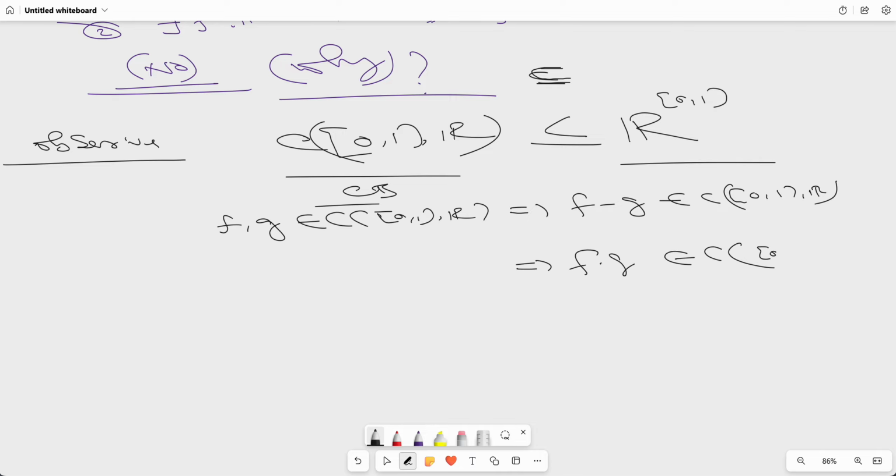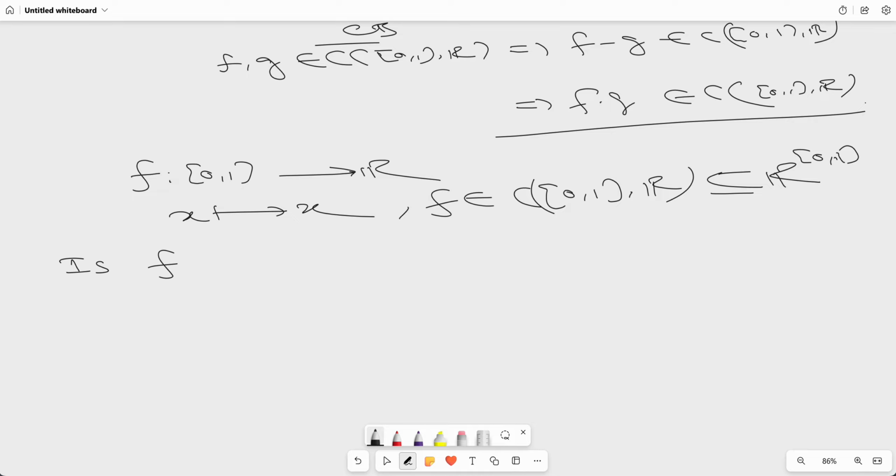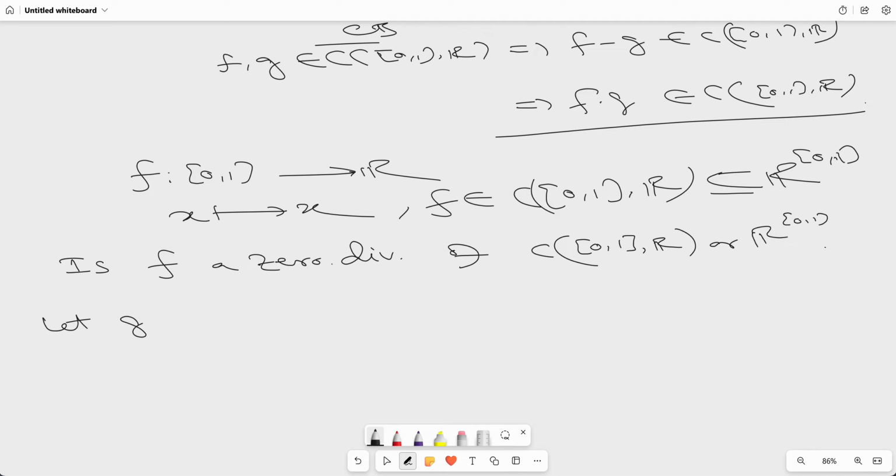So is f a zero divisor? In which ring? Is f a zero divisor of C([0,1], R) or R^[0,1]? In which ring, or in both rings, is this a zero divisor or not? You have to verify. How do we verify? For a zero divisor, let g be a non-zero function.